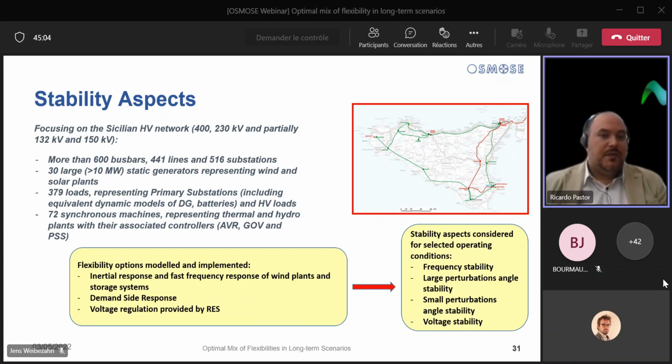So lastly, regarding the dynamic study, which was performed on a portion of the Italian power system, the Sicilian power system, this analysis took into consideration the OSMOSE scenarios and flexibility options available for the corresponding cluster for 2030 and 2050 time horizons. It was focused on the stability assessment, namely frequency stability, large perturbation angle stability, small perturbation angle stability, and voltage stability. Please, next.